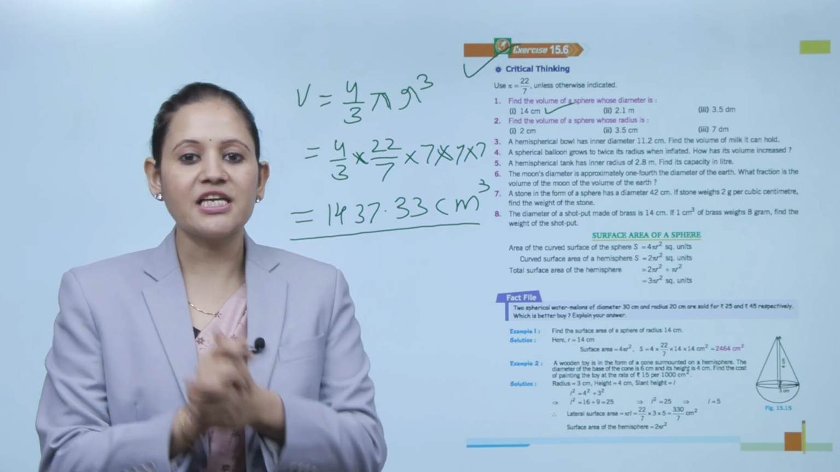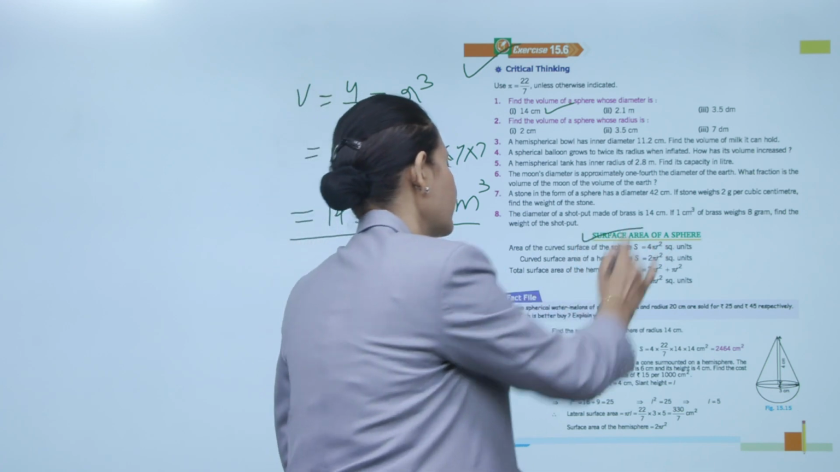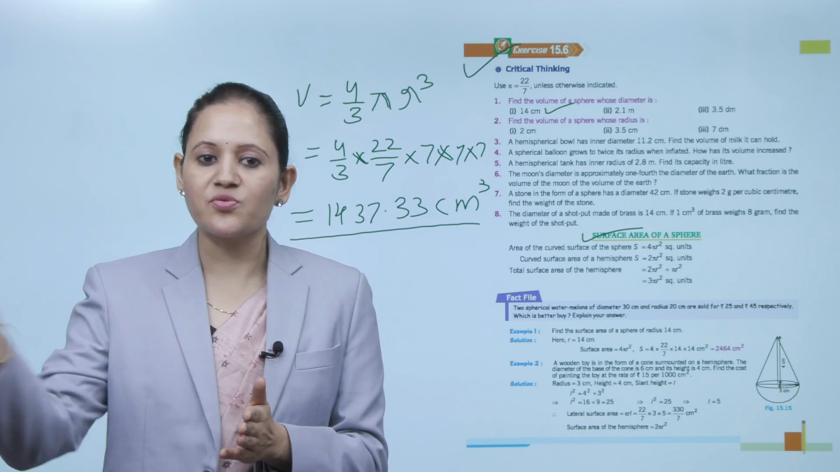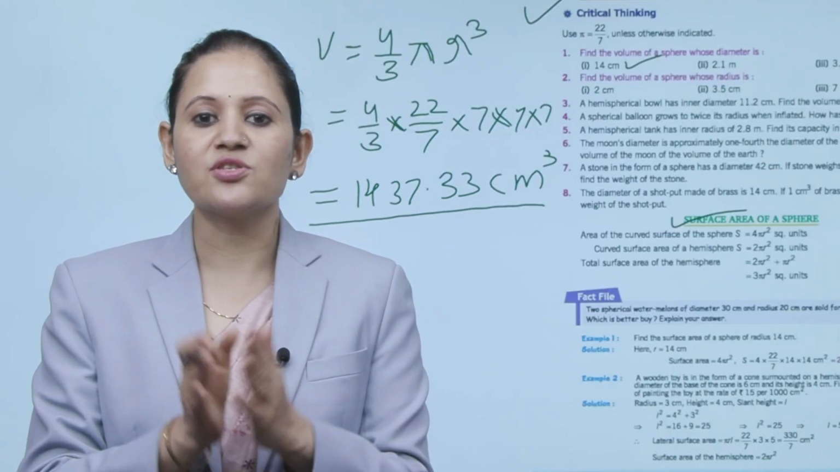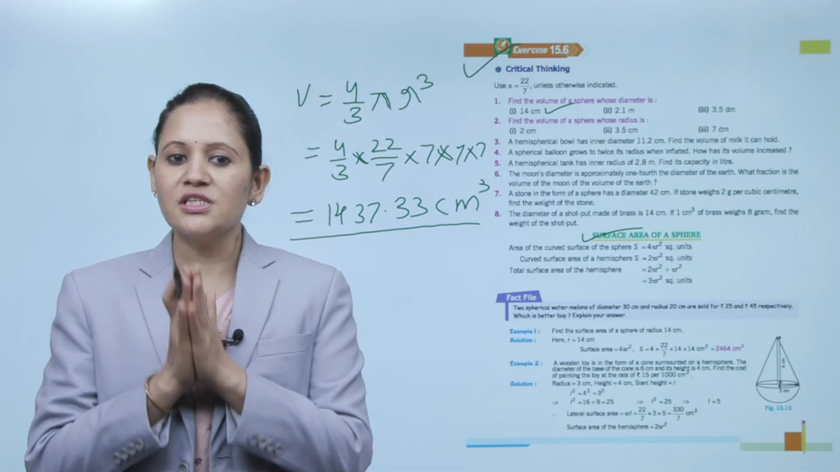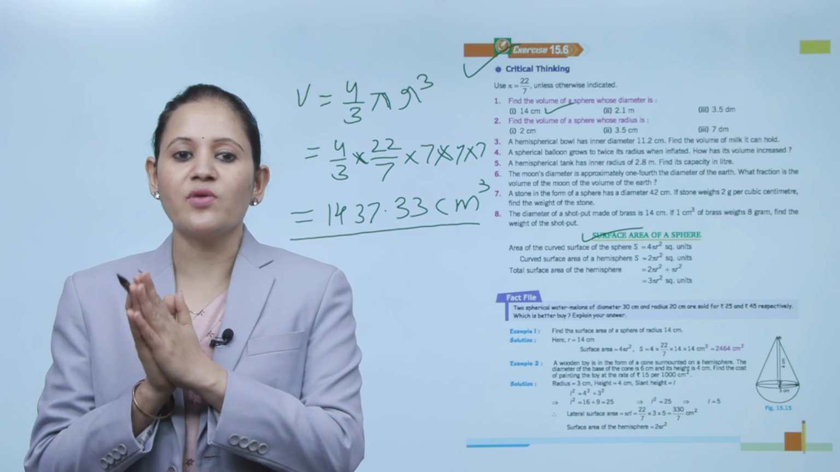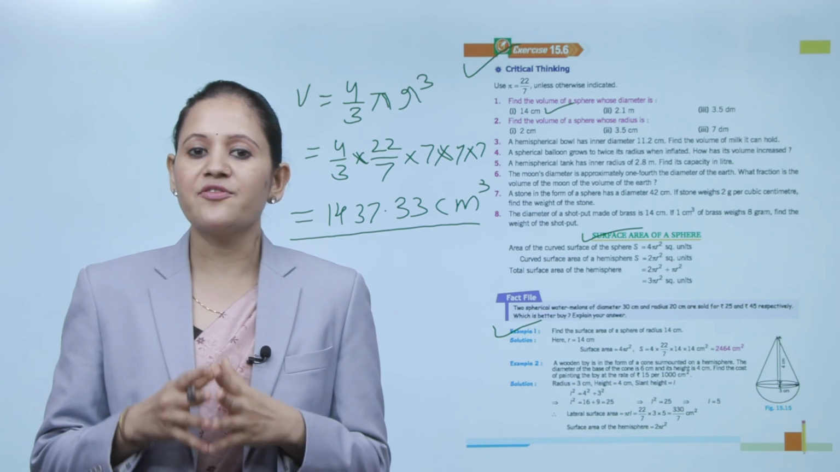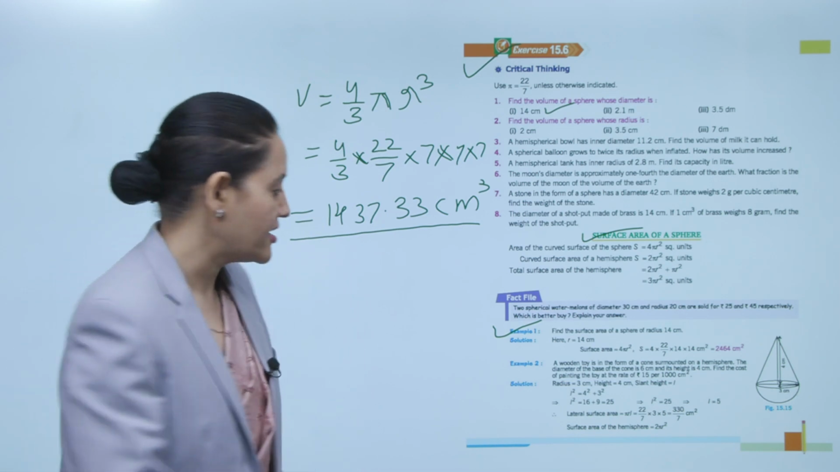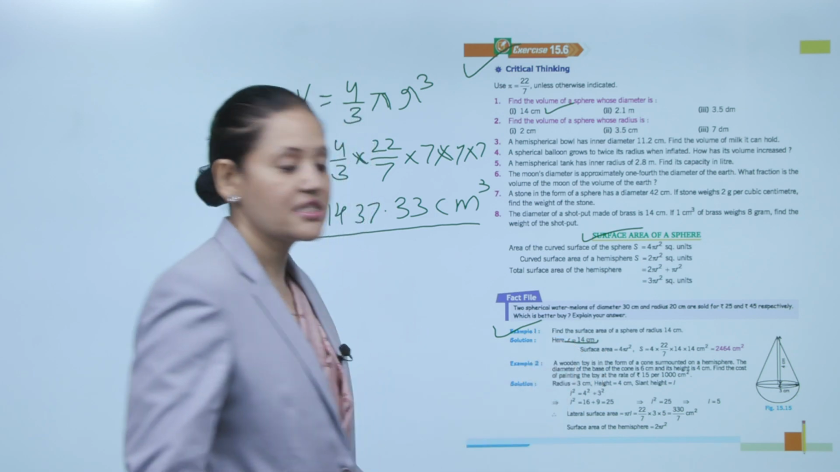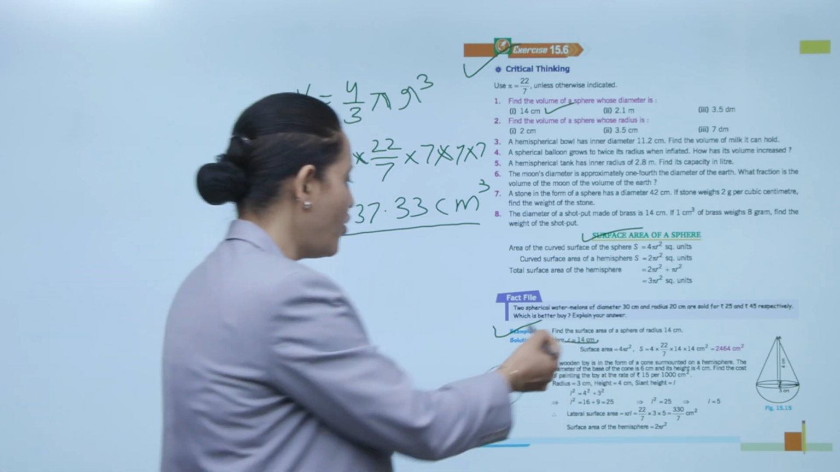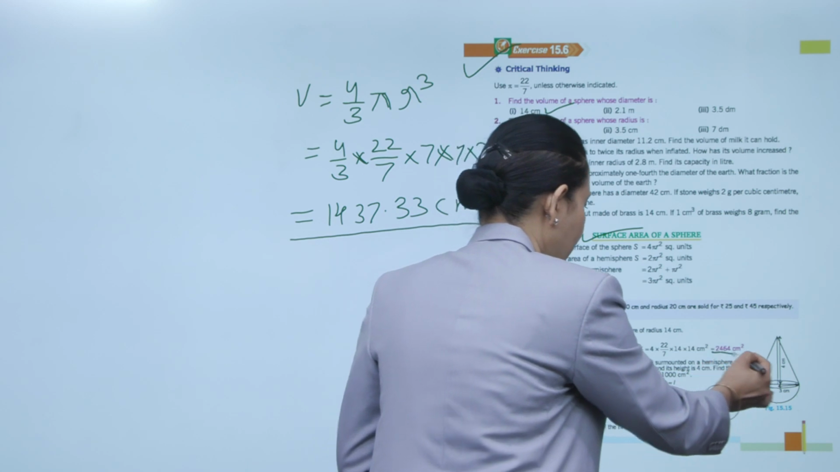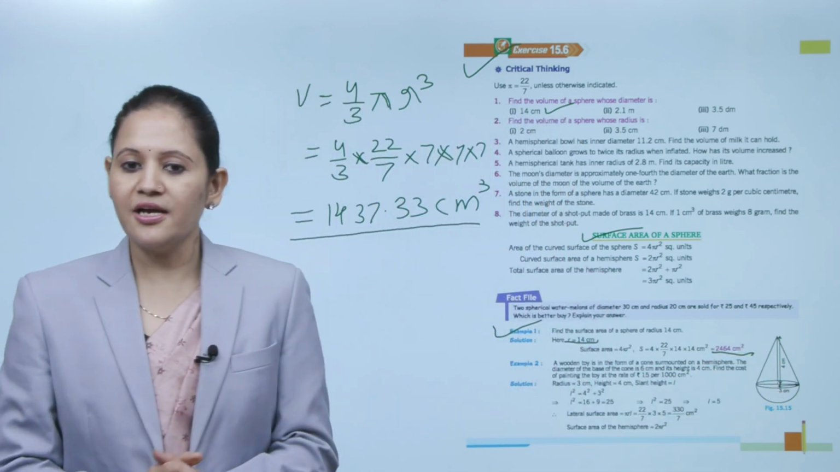Next is surface area of sphere. Area of the curved surface of sphere S equals 4 pi r square square unit. Curved surface area of the hemisphere S equals 2 pi r square square unit. So total surface area of hemisphere is 3 pi r square square unit. Now we will take an example. Find the surface area of sphere of radius 14 centimeter. R is given 14 centimeter. Surface area equals 4 pi r square, 4 into 22/7 into 14 into 14, that is 2464 centimeter square. Clear?